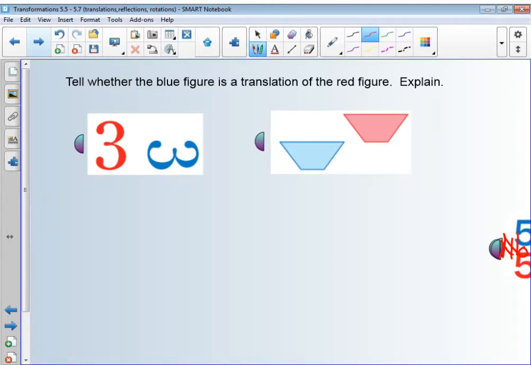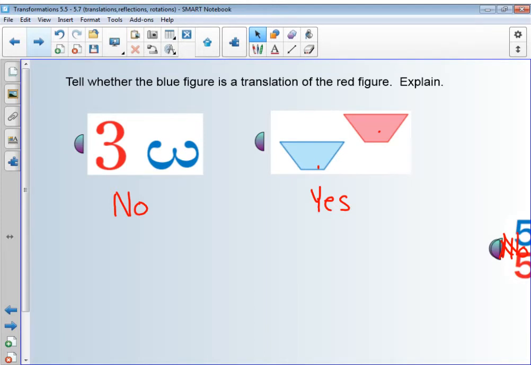Okay, this would be a no translation because they took the 3 and turned it on its side. So that would be a no. Remember, translation keeps the same size and it does not rotate. Here, this would be a yes. Okay, the figures were the same size. They did not rotate. They slid from one location to another. Okay, so that's working with just identifying. When you have 2 pictures and they want you to identify, is it a translation?